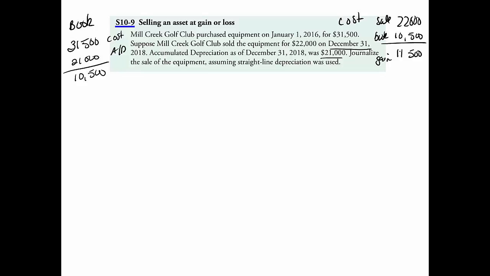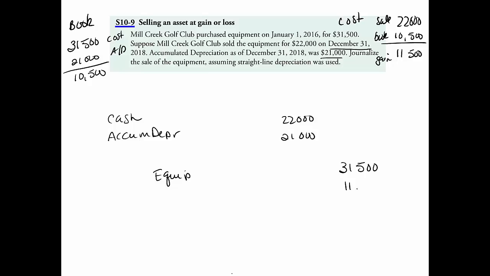So that means it's going to look like this. I'm going to debit cash for the $22,000 I got paid. I'm going to debit accumulated depreciation for the full balance in there, which is $21,000. I'm going to credit the equipment, the asset, for $31,500, the cost of the asset. That's what it's still sitting at. And so now my debits are bigger than my credits, so I need another $11,500 over here to make them equal. And so that is gain on disposal.